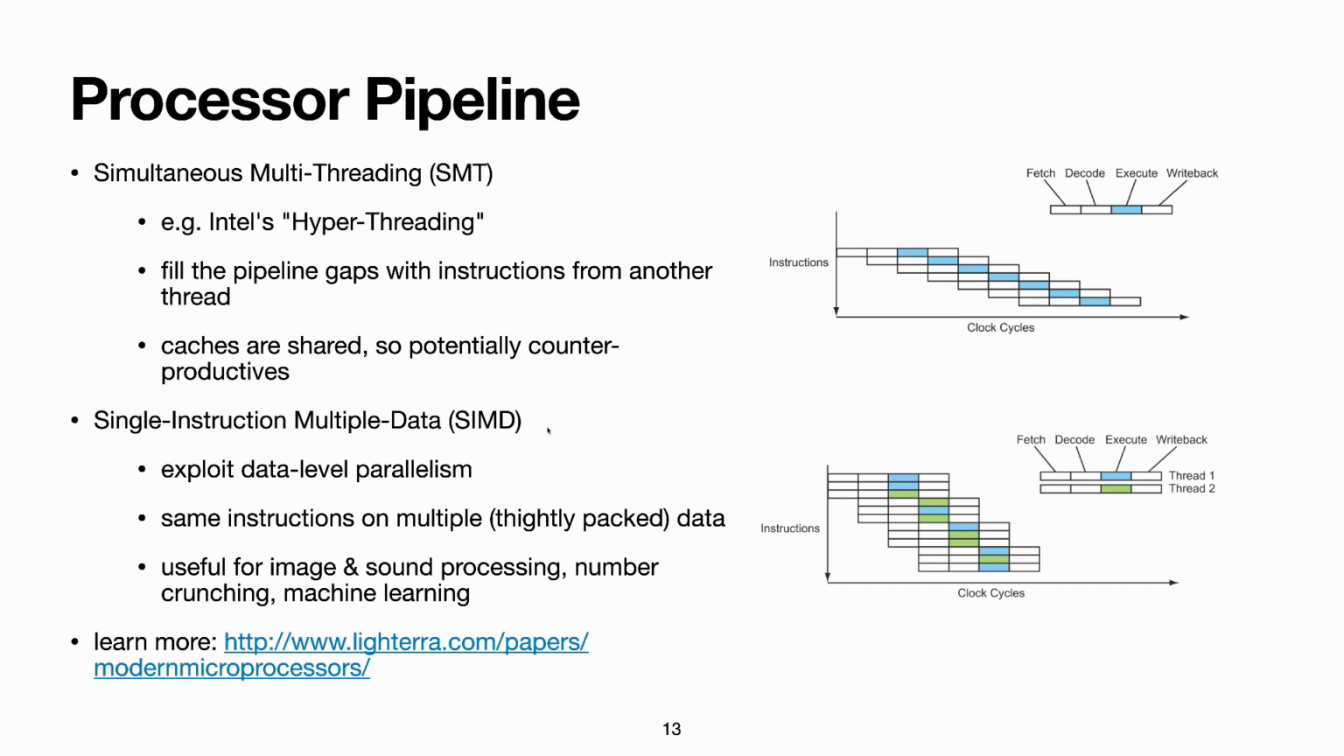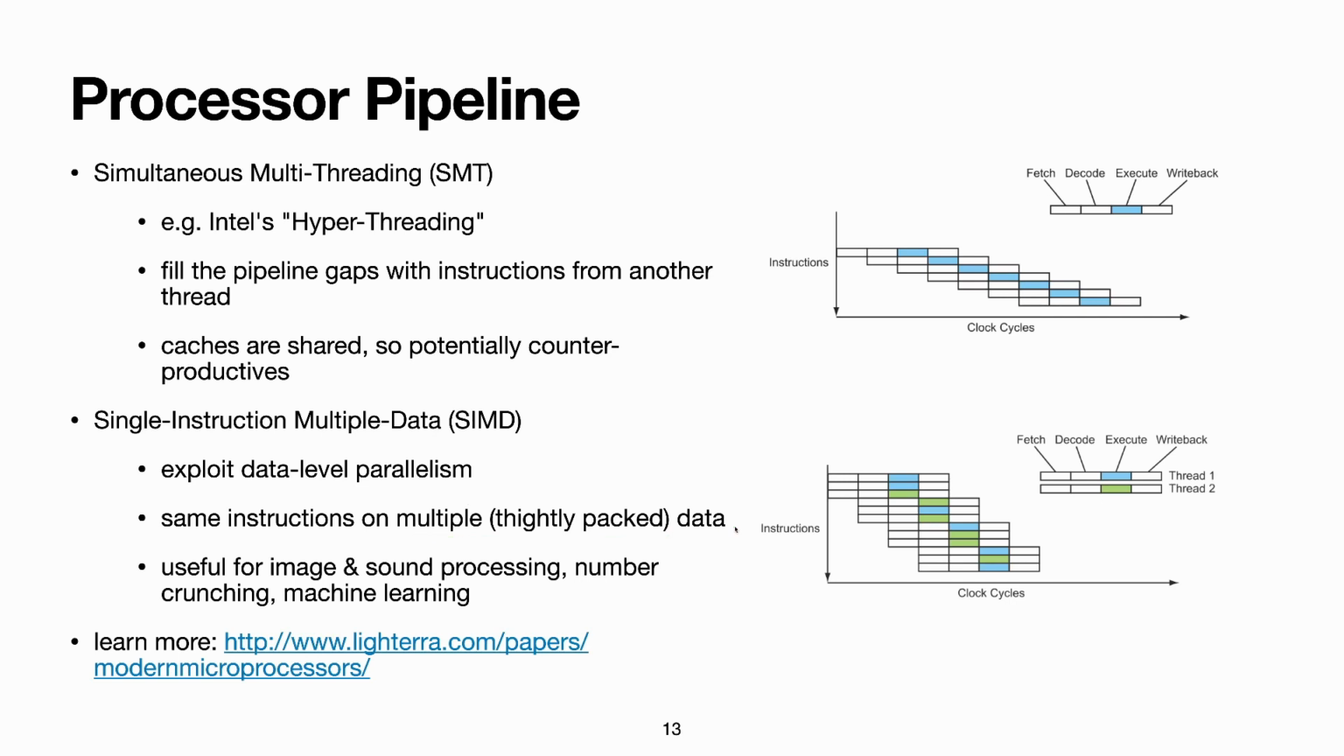Finally, we have single instruction multiple data, or SIMD. SIMD is not really a pipeline architecture, so there's no graphic for SIMD, but it's a capability offered by processors to exploit data level parallelism. Basically, you use SIMD instructions, and with that, you can run the same instructions on an array of values, which is also called a vector. Here I've drawn tightly packed data, but that's the same idea, it's just an array.